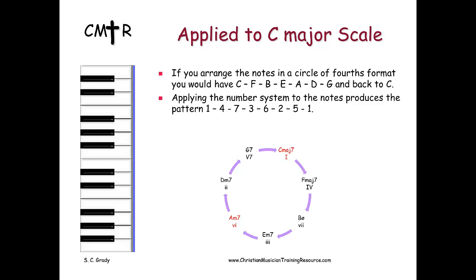And if you apply the number system to the notes, it produces the pattern 1, 4, 7, 3, 6, 2, 5, 1. So you can see if your song is a 1, 4, 5 song, you have options of additional chords that you could add in the progression, depending again on where the melody is taking you. That might allow you to add additional chord harmony to the song without drastically altering the quality of the song. And once you understand the pattern, it can be used to add chords to any song.